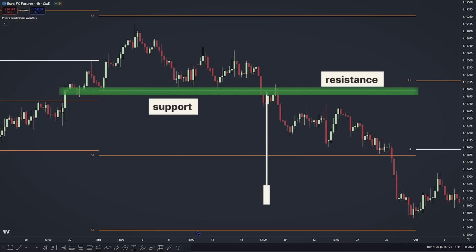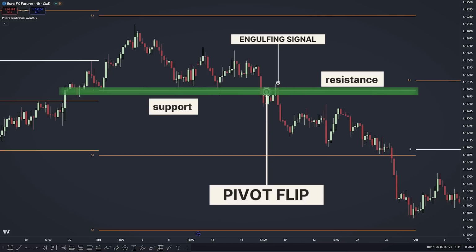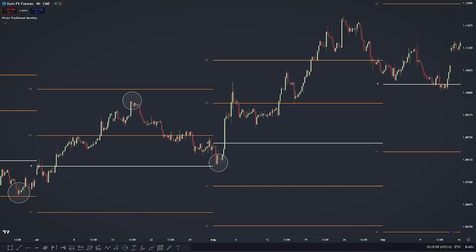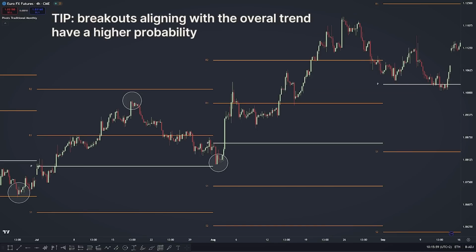Many times, old support becomes new resistance, or old resistance becomes new support. That is a principle you see across many time frames. With monthly pivots, it can hold more weight. When you see a breakout occur, you can ride the momentum in that direction.